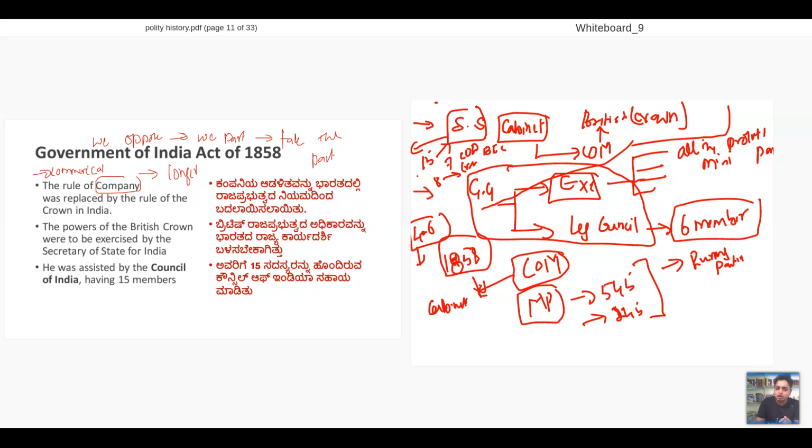Same way, the Governor General's very close affection was to the Executive Council. Will he ever let Indians enter here in the beginning? No. No means no. Nobody will be there in the Executive Council. So where can Indians enter? The Legislative Council. Why can Indians enter the Legislative Council? That's what I want to tell you now.